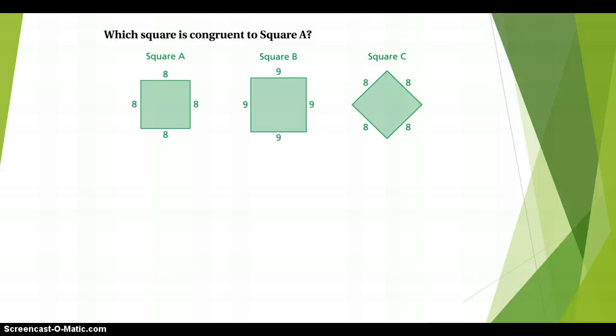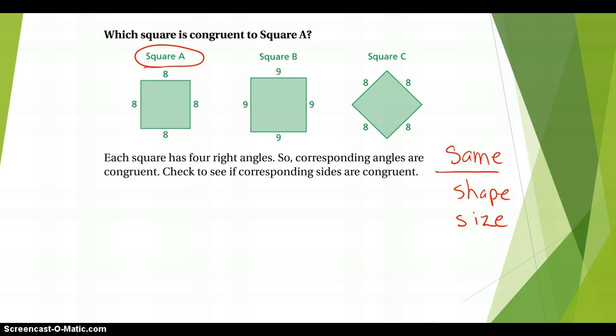All right, which square is congruent to square A? So here's square A. Think about what congruent means. Same what? Two things. Shape and size. So let's think about it. Each square does have 4 right angles, so our corresponding angles are congruent. So all these have right angles.